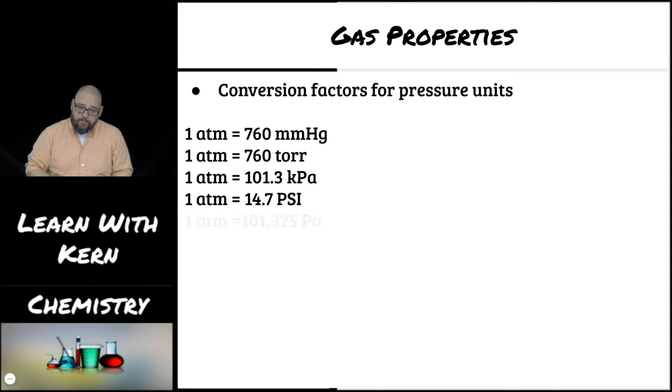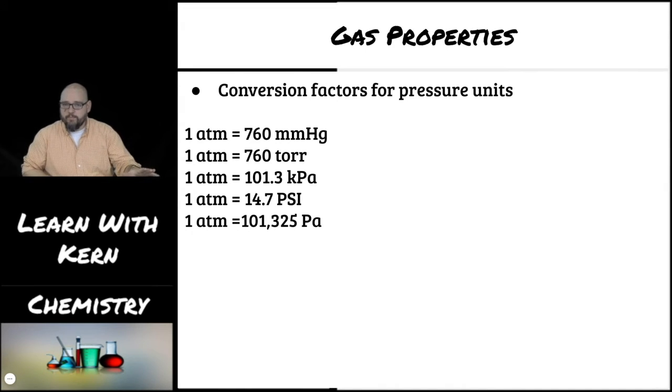And then, of course, the pascal, the SI unit standard: 1 atmosphere is 101,325 pascals. So this is why we don't really use pascals, because to deal with something at 1 atmosphere or normal pressure, you're going to be using 101,000, which is a huge number. So that's why we don't usually use pascals.